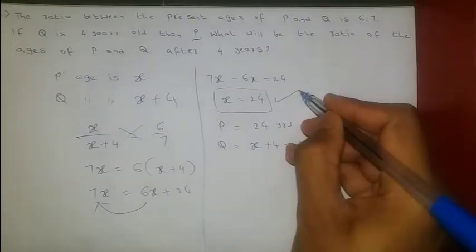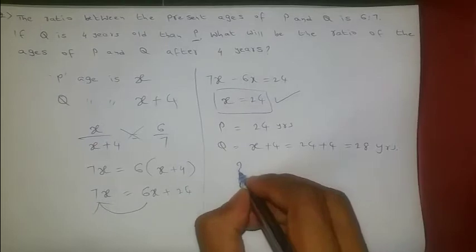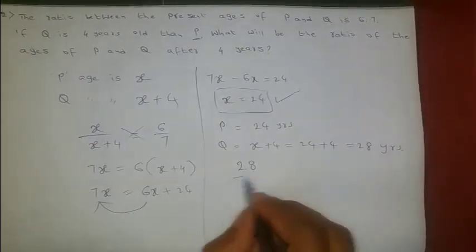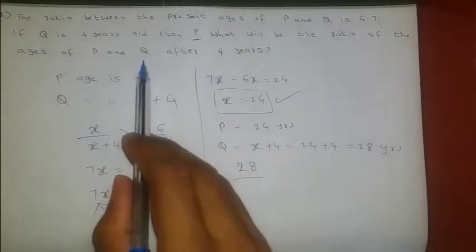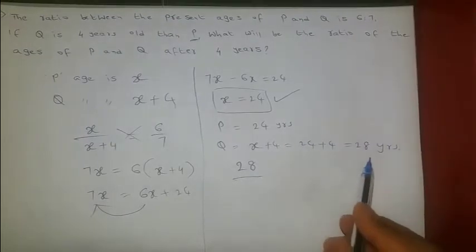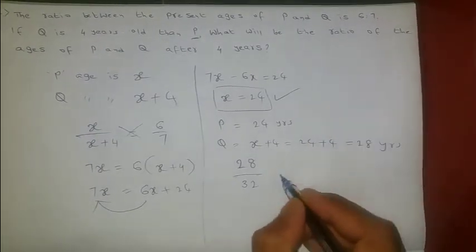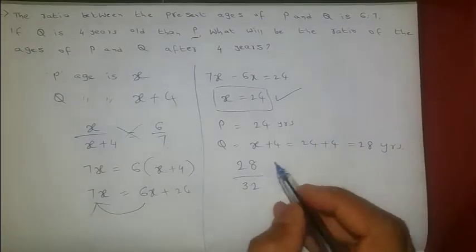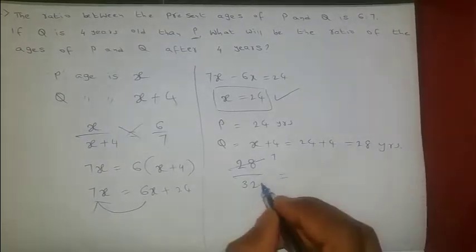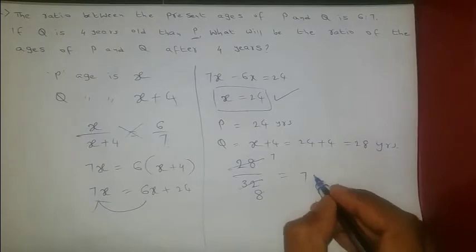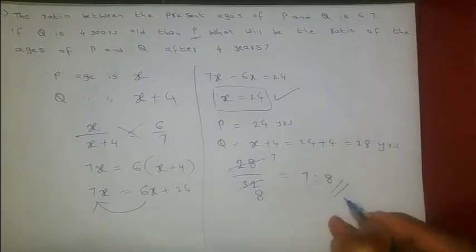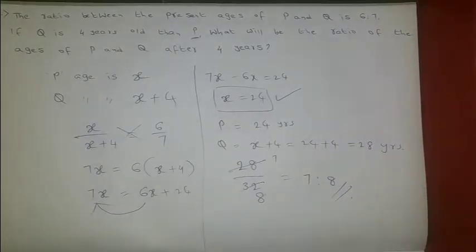The present age of P is 24. Then after 4 years, 28, divided by Q's present age, which is 28, then after 4 years it will be 28 plus 4, 32. This ratio we need to find out. 4 sevens are 28, 4 eights are 32. So the ratio of P and Q after 4 years is 7:8.